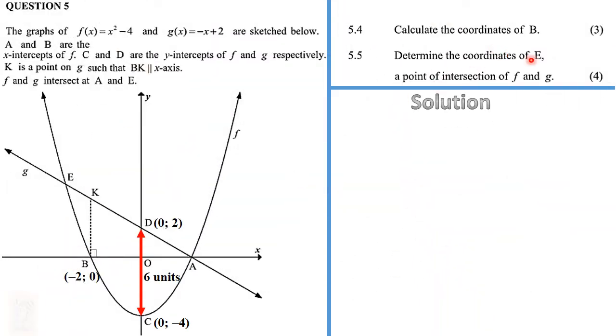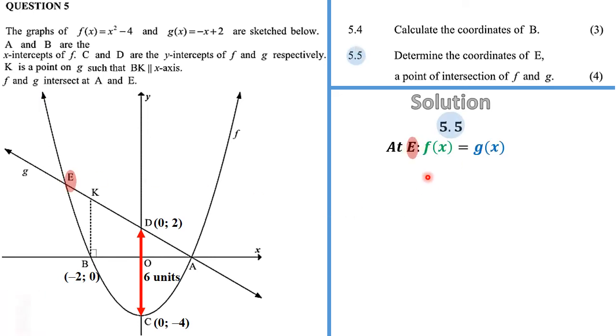5.5, determine the coordinates of E. But what is E? E is the point of intersection of the two graphs. And what did I say about the point of intersection? Now you remember. At the point of intersection, what is happening? The equations of the two graphs are equal. And then what is the equation of f of x? What is the equation of g of x?